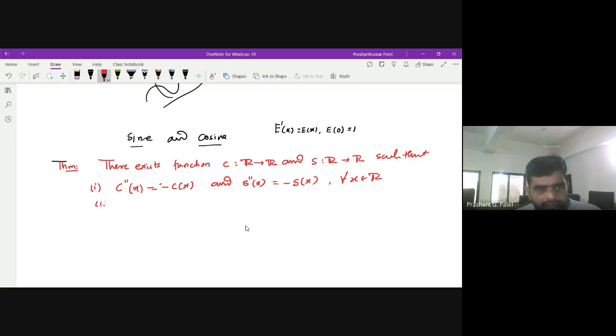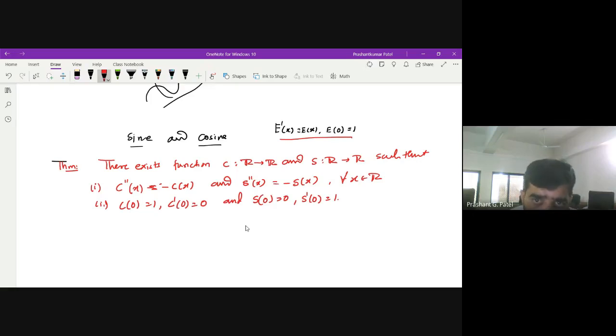And the second property is c of 0 is 1 and c dash of 0 is 0, and s of 0 is 0 and s dash of 0 is 1. So as we have defined for the exponential function, the same kind of thing is here, but for the trigonometric function, so that's why it has double derivatives.